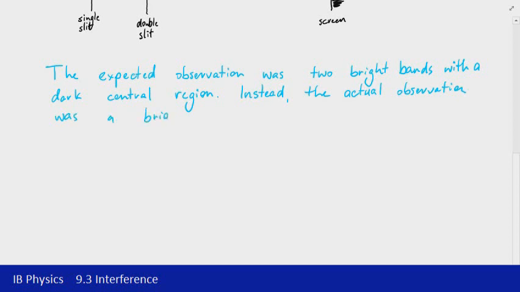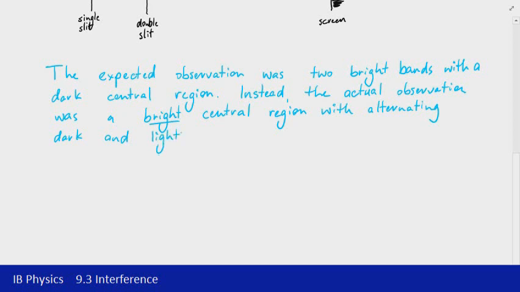So that one observation in itself is just totally contrary to what was expected. So a bright central region with alternating dark and light bands. So that's the fundamental shape or fundamental pattern that you would expect to see if you're dealing with light behaving as a wave.